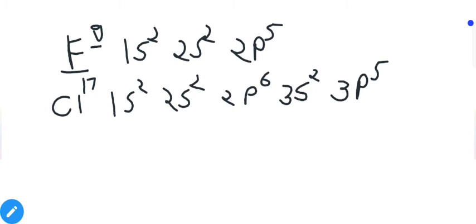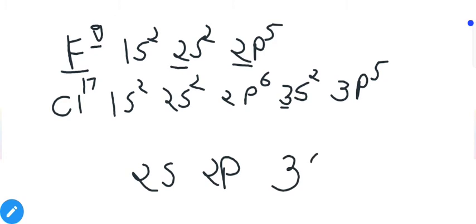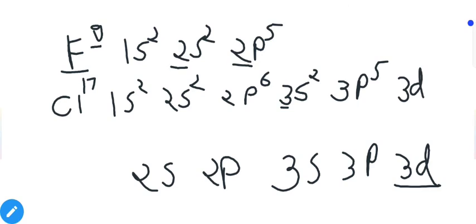So the outermost orbit of fluorine is number 2, and as we know, in case of number 2 we have only s and p orbitals, that means 2s and 2p. In case of chlorine, the outermost orbit is number 3. So that means in the third orbit we have 3s, 3p and 3d. But in case of chlorine, the 3d orbital is empty. That's why we do not represent it, but it is present. That means the actual electronic configuration representation for chlorine will be 3s2, 3p5, 3d0.